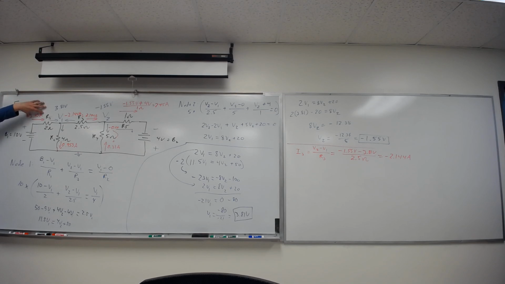To get this current, I'm really just looking at what's the voltage across here. Use Ohm's law. So the voltage here is going to be 10 volts minus 3.81 volts. Those are the two voltages on either end. Take the difference, divide by 2. So if I take 10 minus 3.81, I'm going to get 6.19 divided by 2.